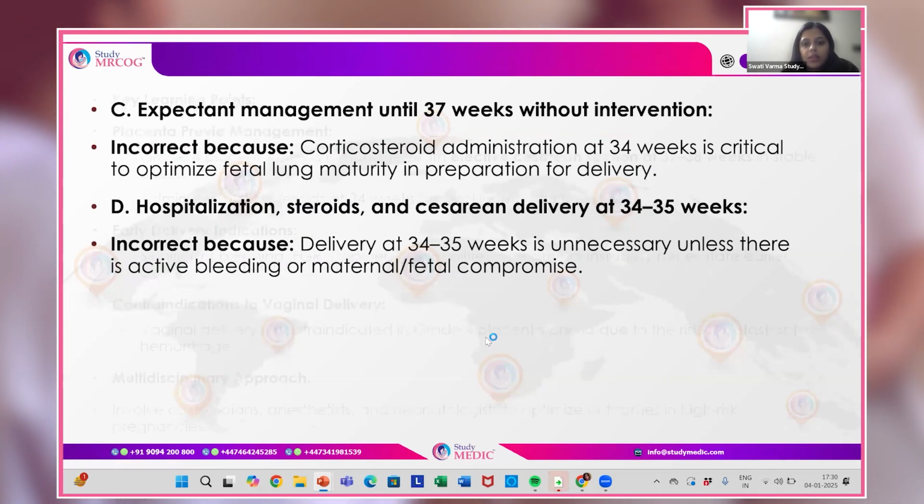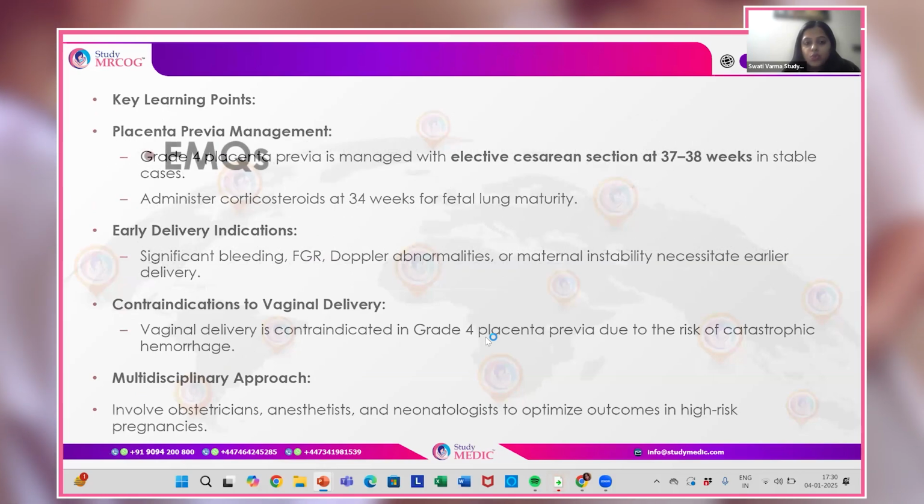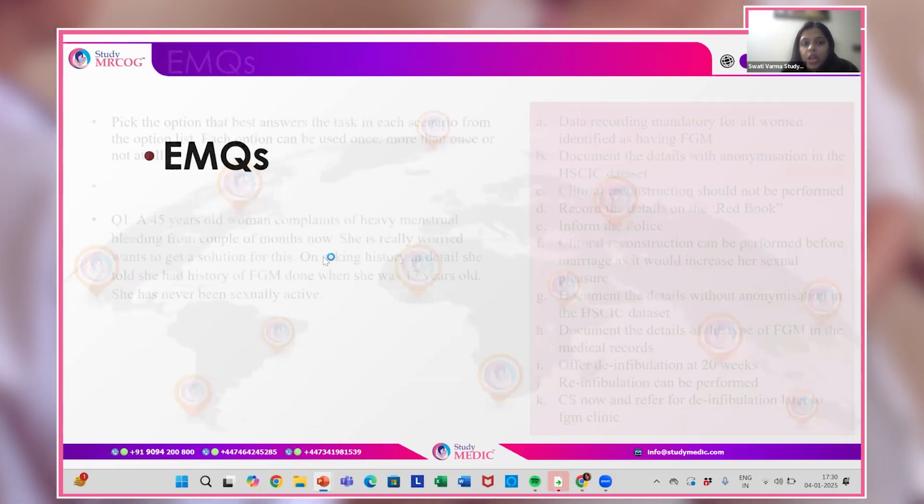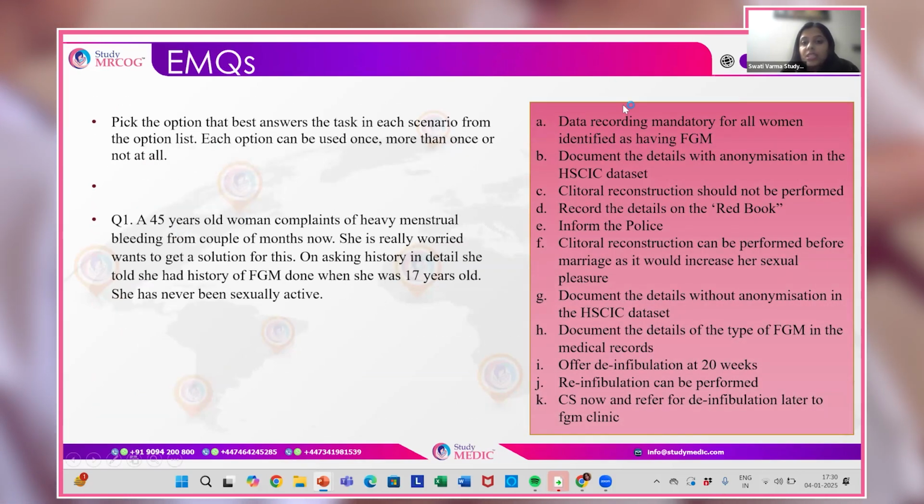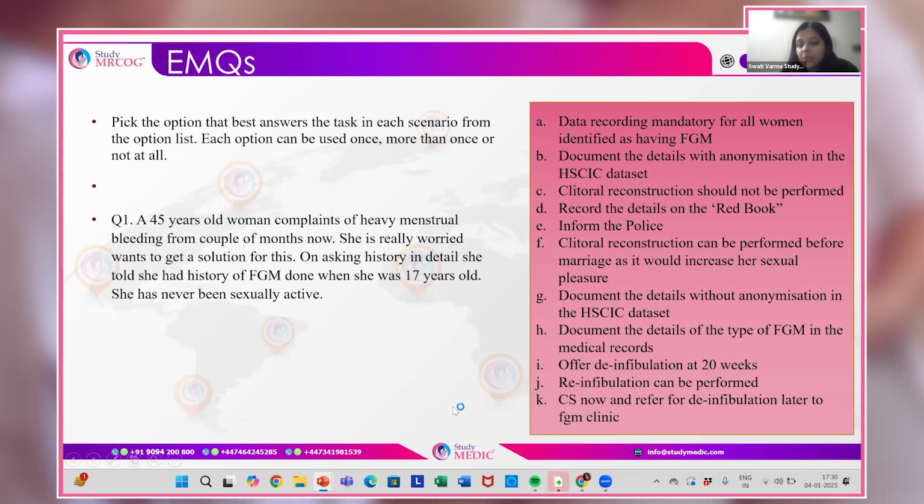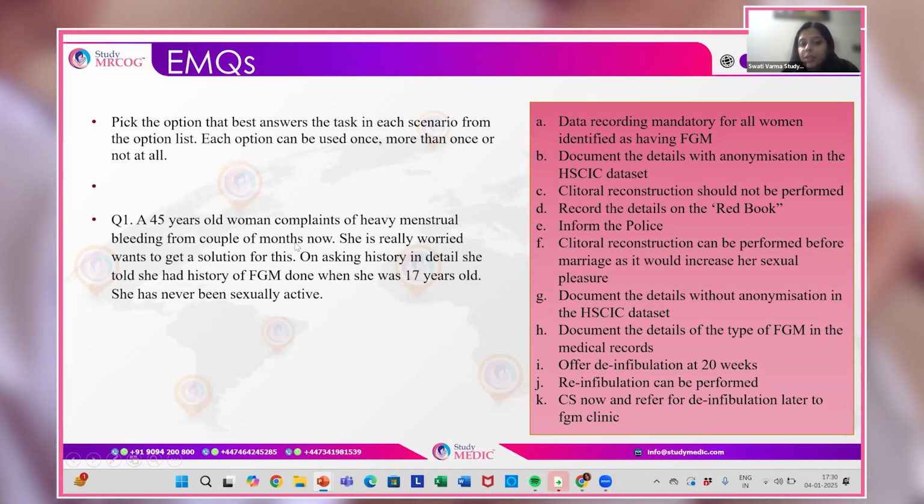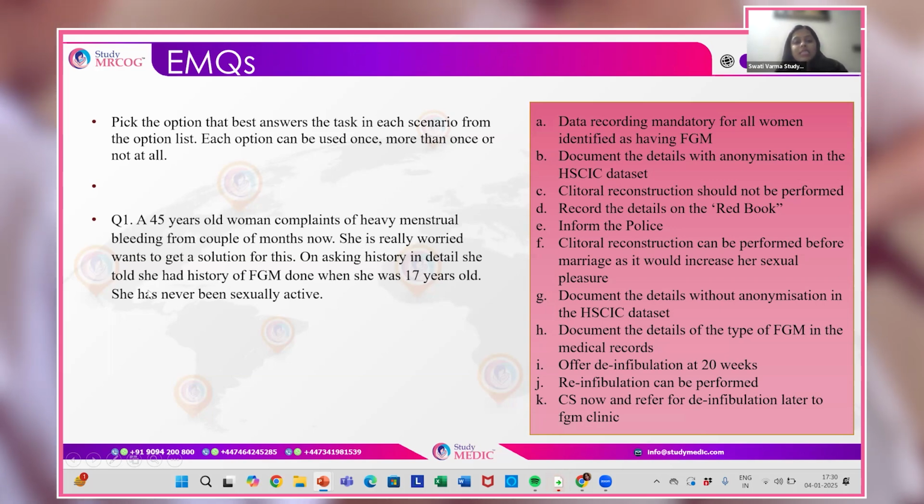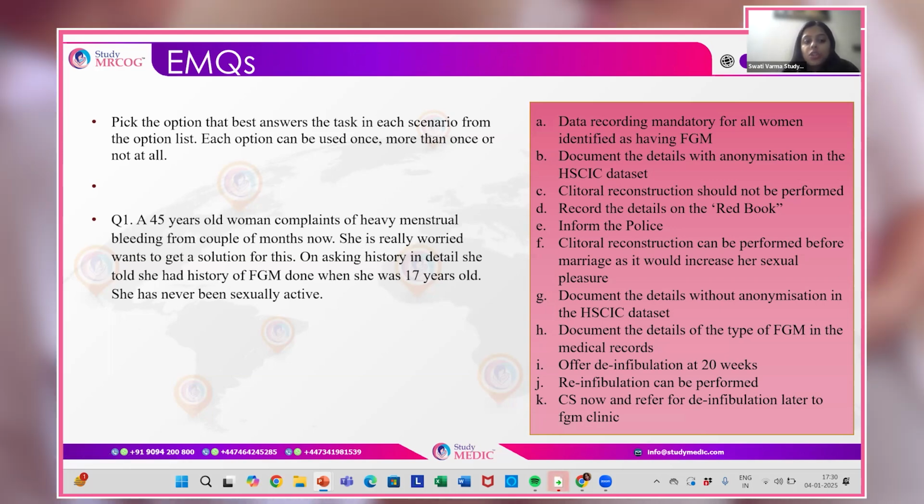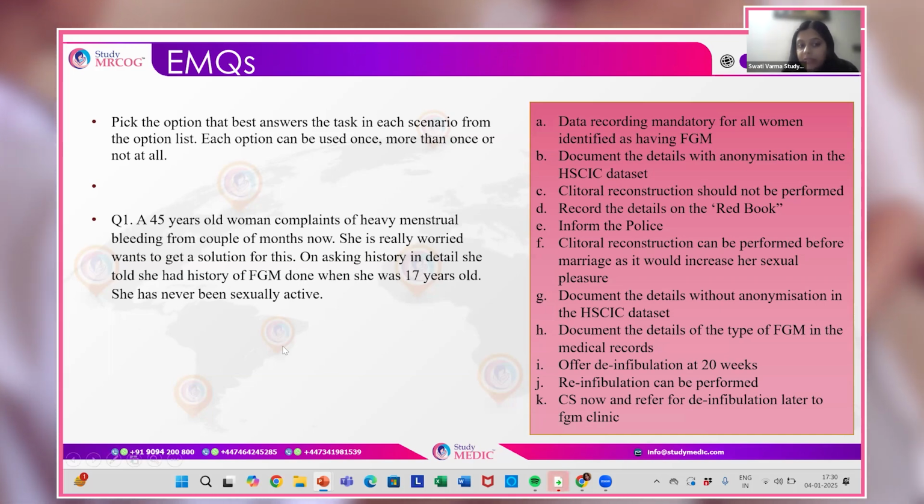Now let's come to EMQs. Number one EMQ, this set of EMQs here, is based on female genital mutilation, that is FGM. A 45-year-old woman complains of heavy menstrual bleeding from a couple of months now. She is really worried and wants to get a solution. On asking history in detail, she told she had a history of FGM done when she was 17 years old and she has never been sexually active.